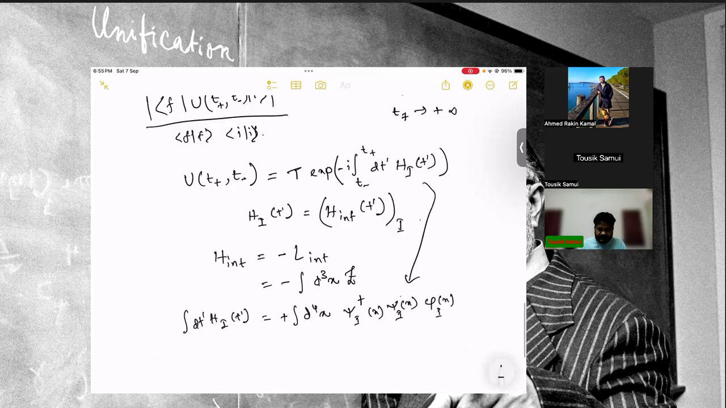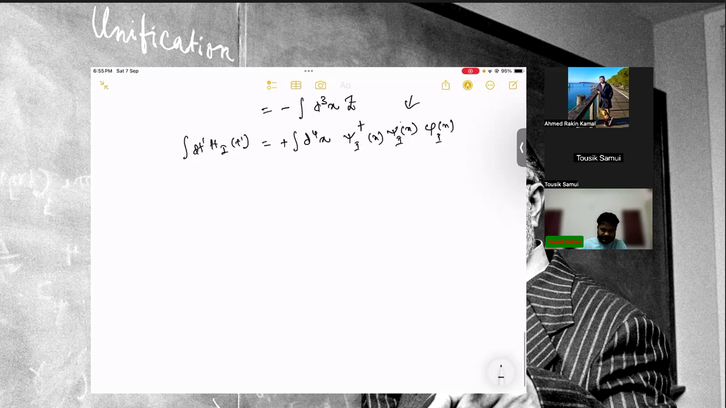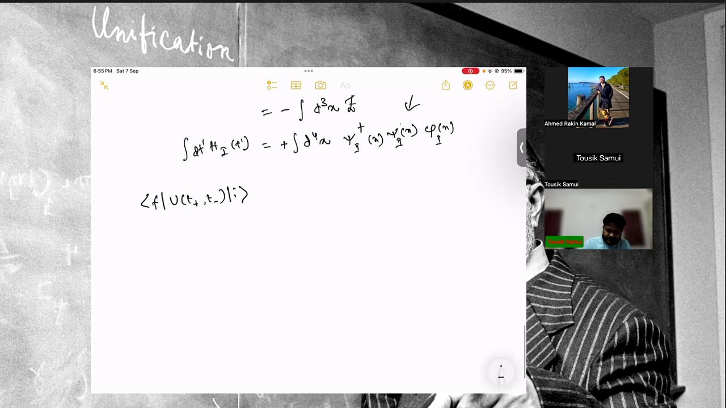Now let us try to compute this quantity that we are interested in. Let us not take the mod for now. So it's like U(t plus, t minus) acting on I. Okay, so let us see that. Let me first write the.